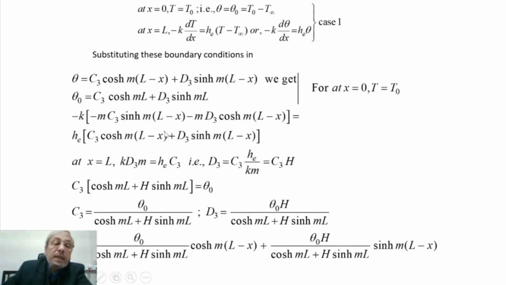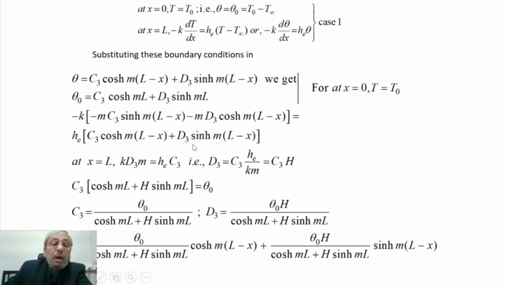Again we write the expression for theta. This is k d theta/dx equal to He theta. At x equal to L, if we substitute x equal to L, this term will be dropped, and we get k m d3 equal to He. In the He expression also, this will be dropped.